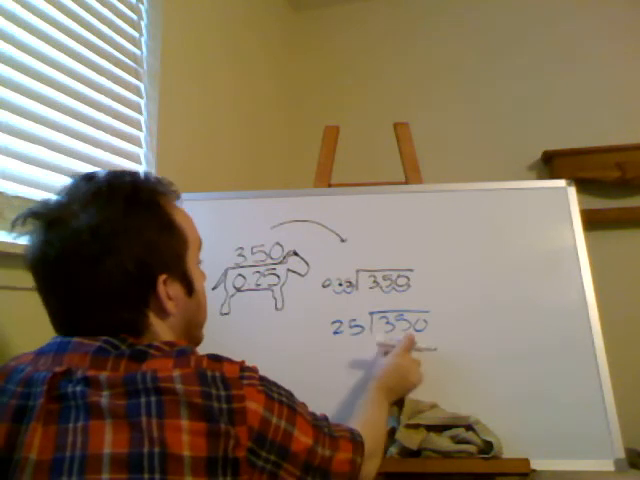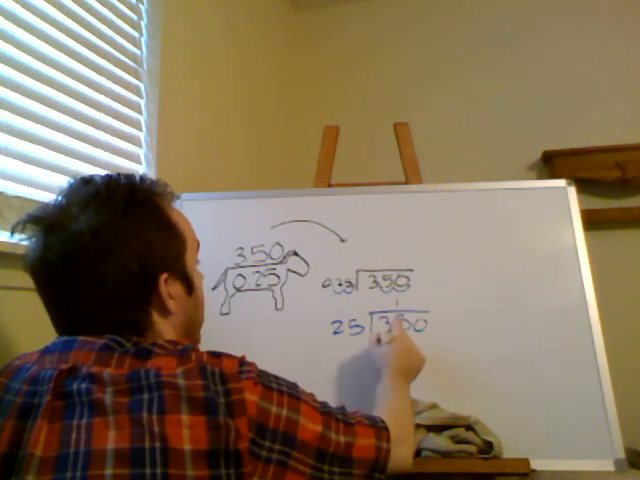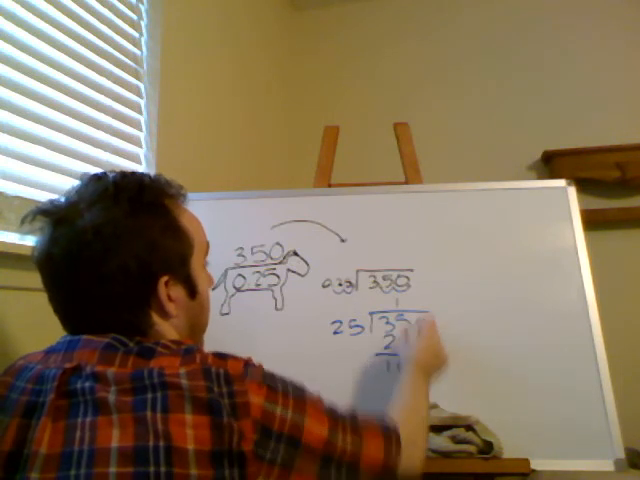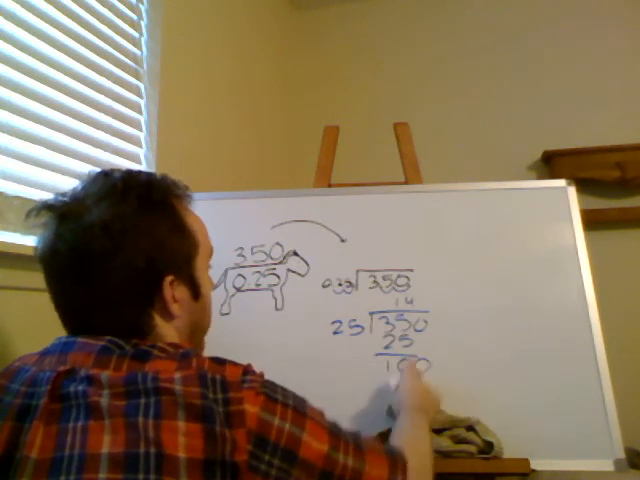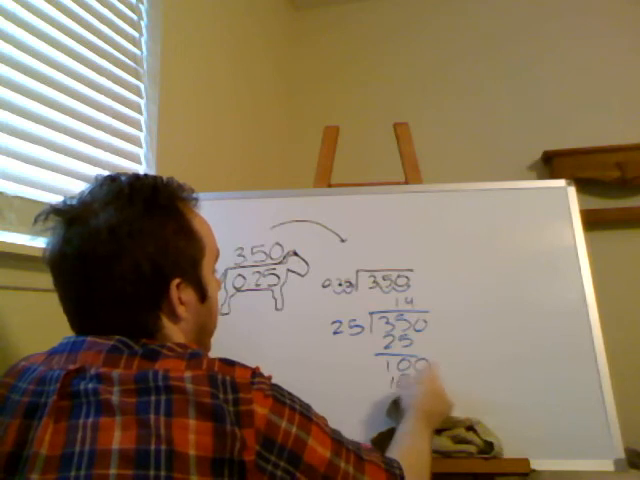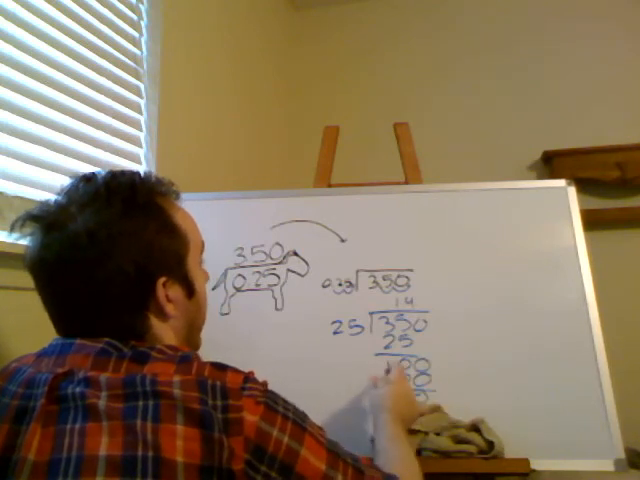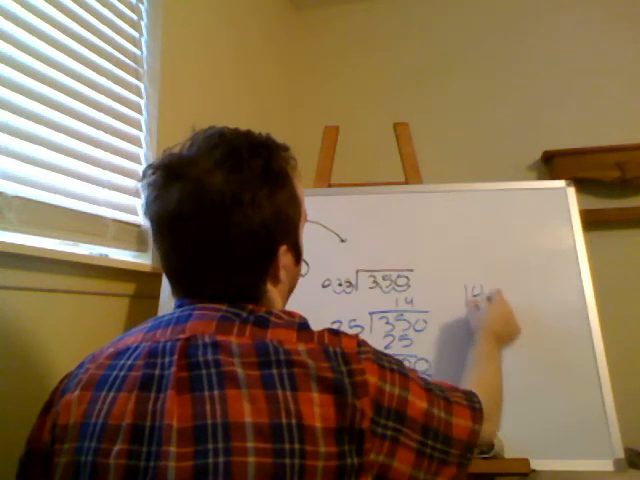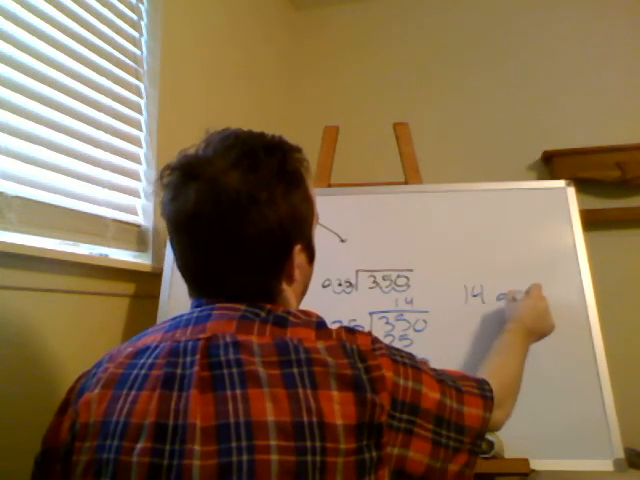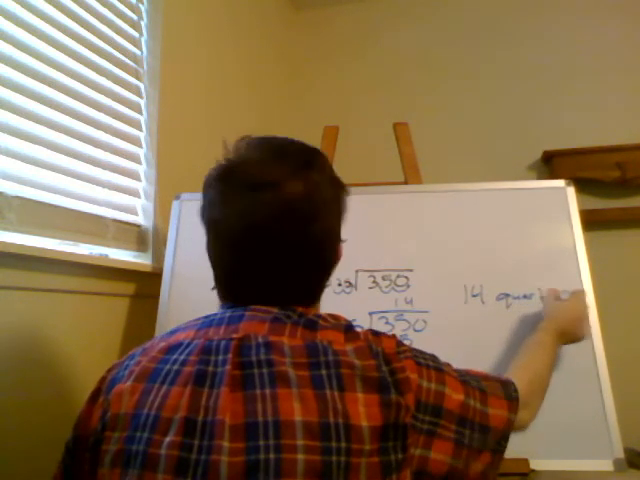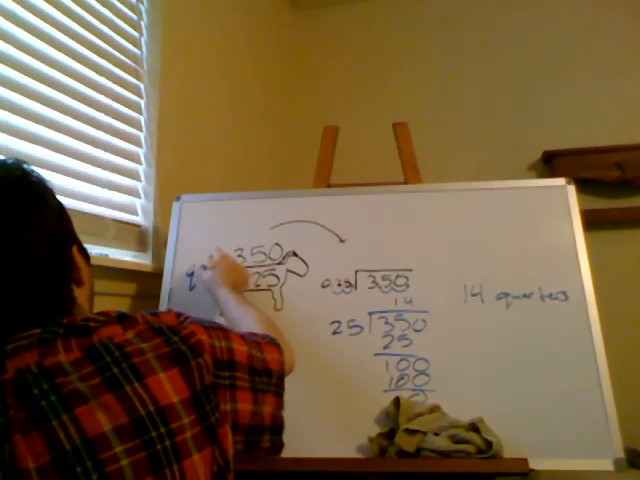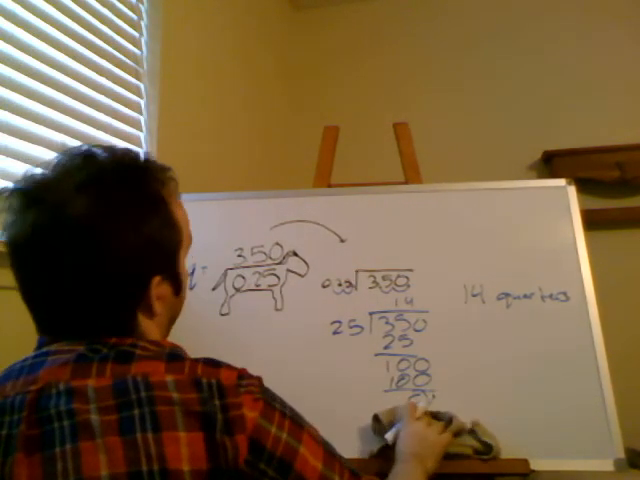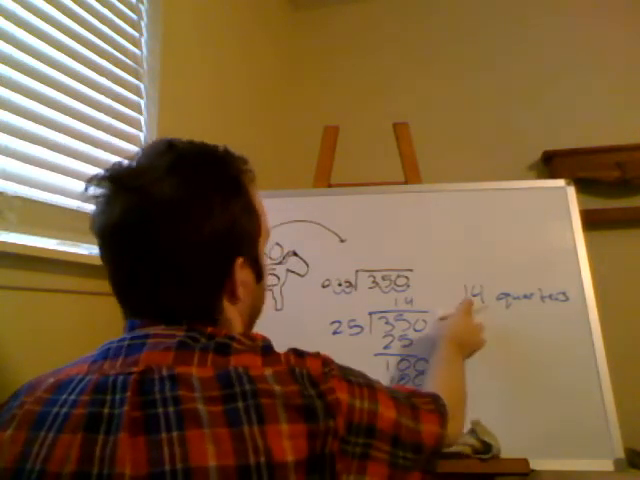So 25 goes into 35 once. 25, subtract, 100. 25 goes into 100 4 times, cleanly with no remainder. And here we have 14. So my answer is 14 quarters. Okay? Remember, Q equaled 3.50 over 0.25, which we've simplified to the number 14.